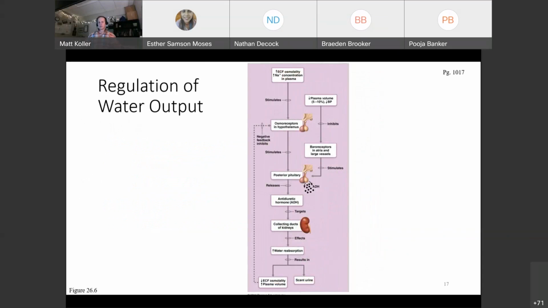Another way, it could be an ugly diagram, but it's not. So we're going to give you some additional text first, and then we'll break down this flow chart. So obligatory water loss really explains why we cannot live without water very long. Okay. You can go 3, maybe 4 days without water and then you die.